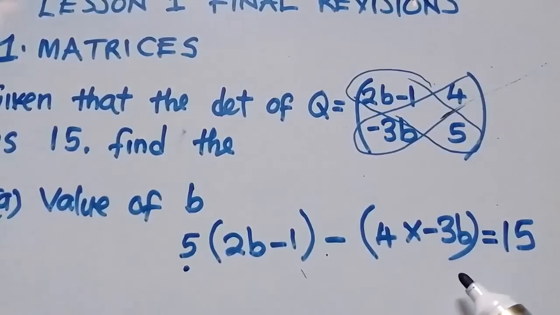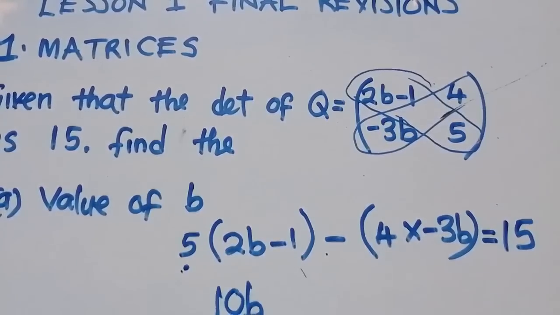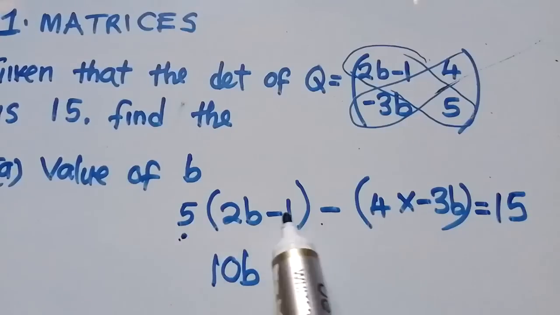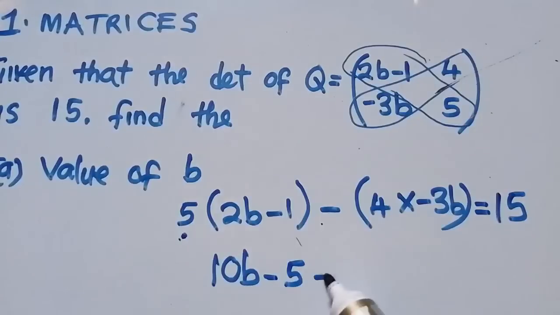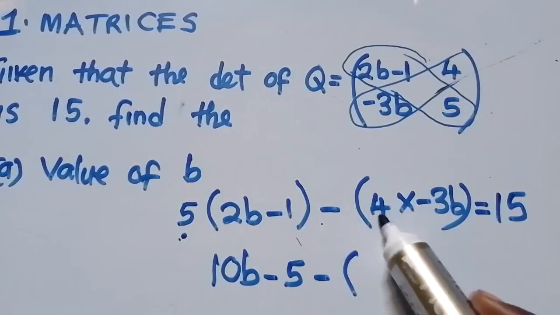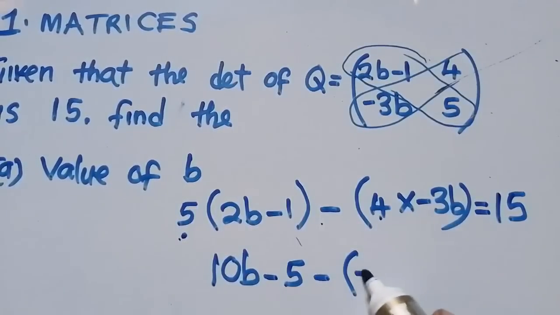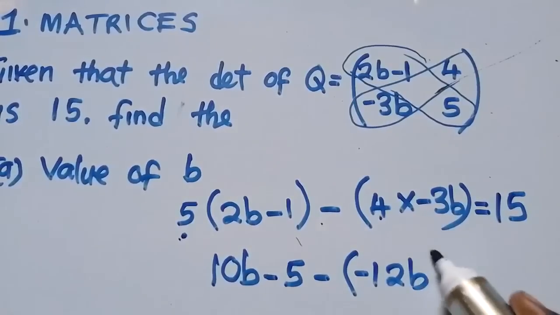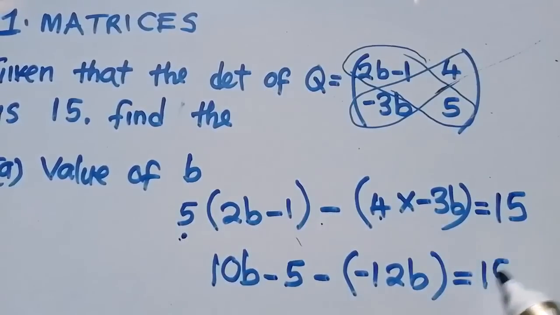Like this, you are able to answer such a question because this is now simple. This is just the same as an equation. So you are going to say 5 times 2b, it is 10b. Then 5 times negative 1, it is negative 5. Then negative open bracket, 4 times negative 3b, it is negative 12b, close, which is equal to 15.